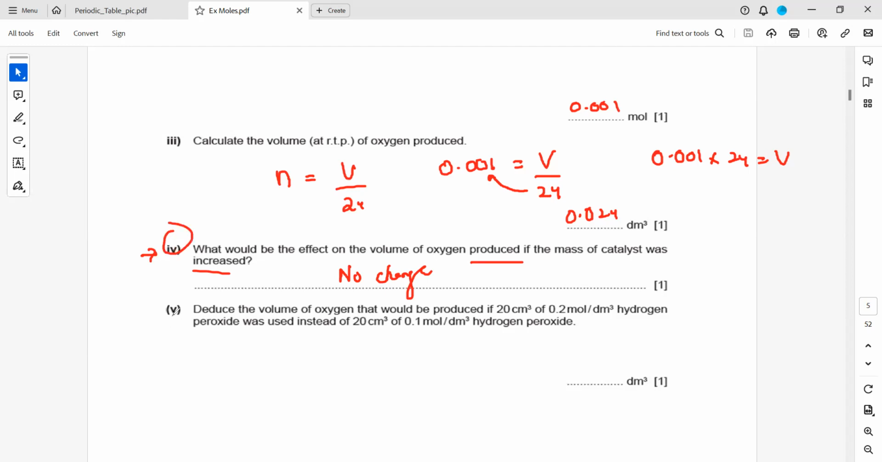About the fifth part: deduce the volume of gas if 20 cm cube of 2 mole per dm cube hydrogen peroxide is used. First we were using 0.1 mole per dm cube hydrogen peroxide, and what amount of oxygen did we get? We got 0.024. The question is, if I double the concentration of hydrogen peroxide, what will be the volume of gas produced?